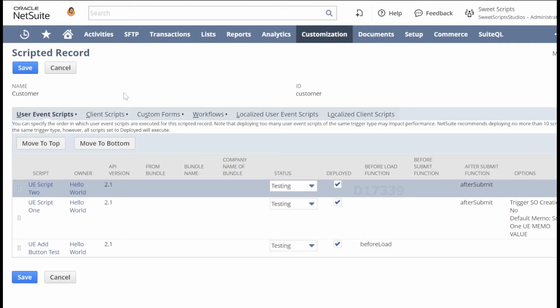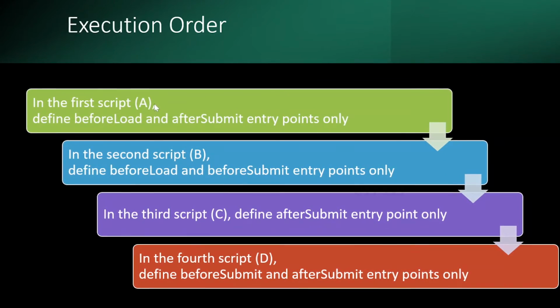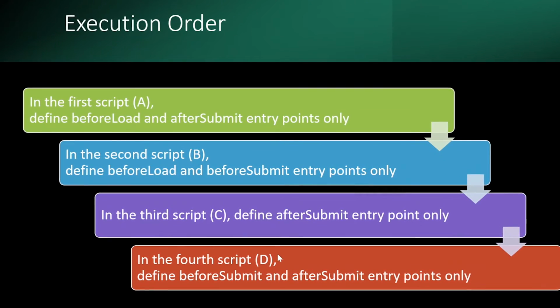So when it comes to order of execution, there is a different scenario based on the entry point also, which is very important to understand. So now let's take a simple example. Let's say you have around 4 different scripts: script A, script B, script C, and script D.